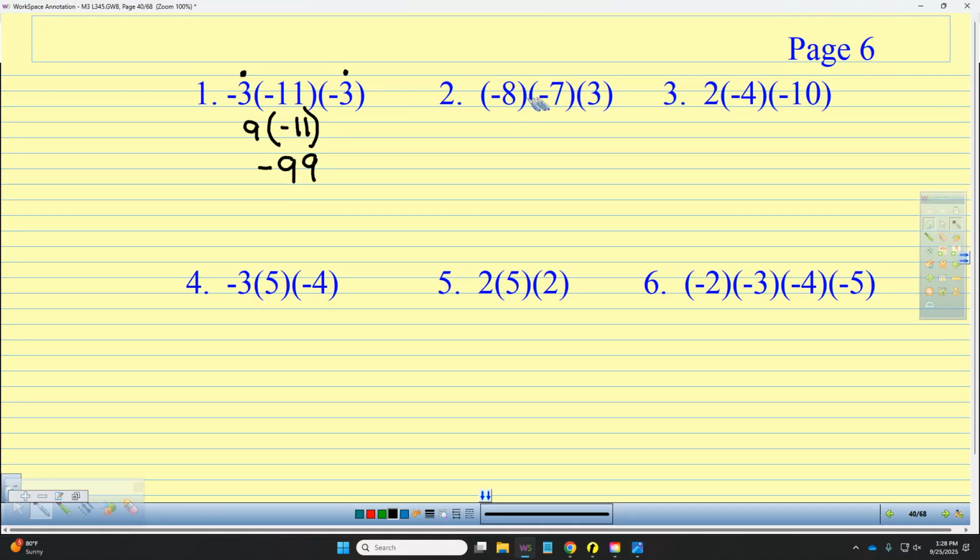Here, for number 2, I don't know if there's a good way to do this. So I'd probably do negative 8 times negative 7 first and just get my 56. And then I bring down the 3. Again, every time you do an operation, I want you to write the line out, and we're working down because that's how you'll need to do it later on. I then have 3 times 56, so 3 times 6 is 18. I carry the 1. 3 times 5 is 15 plus 1 is 16, so I'll get a positive 168.